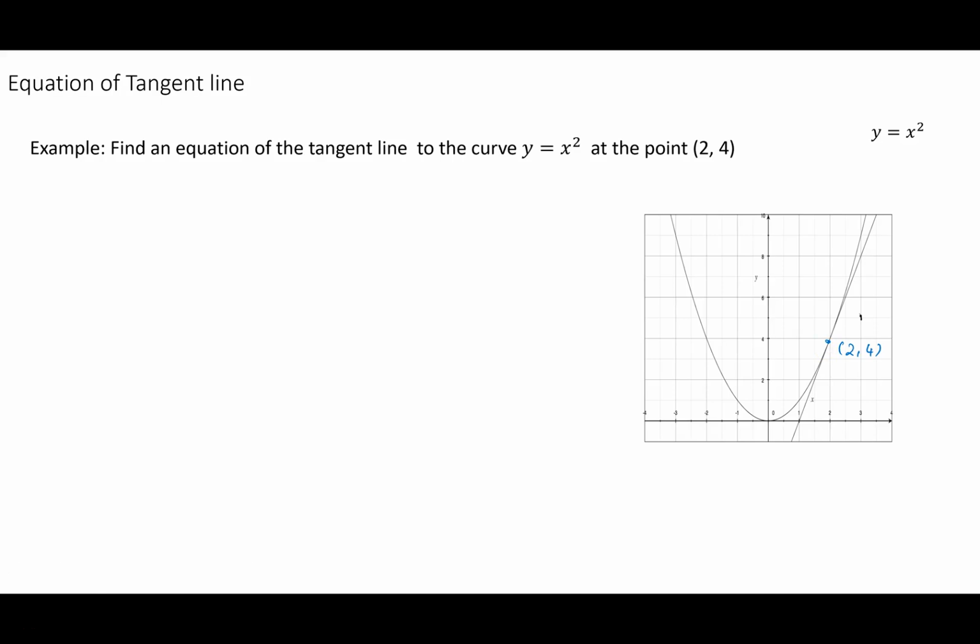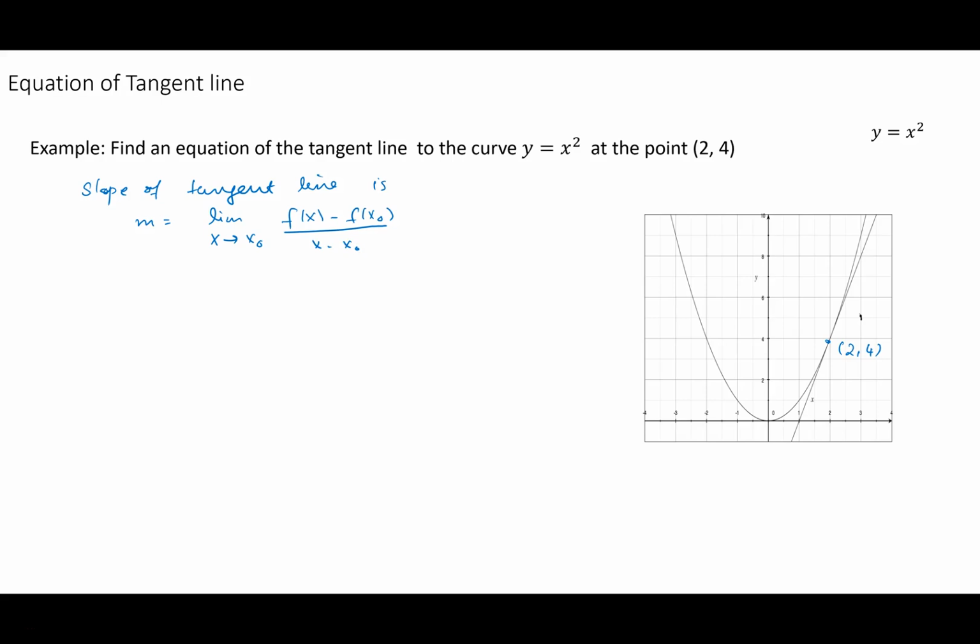The slope of the tangent line is given by the formula: m equals the limit as x approaches x naught of f of x minus f of x naught over x minus x naught. That's the formula I just mentioned.